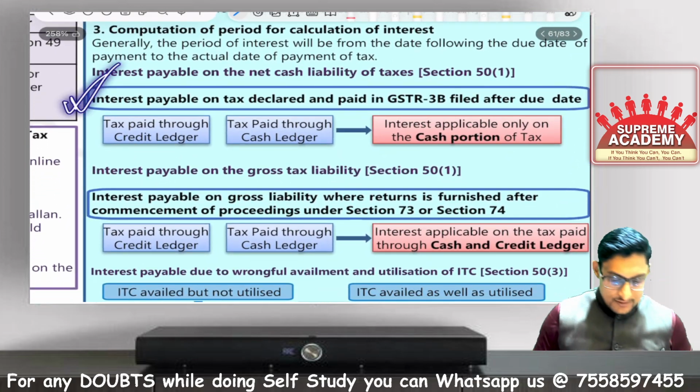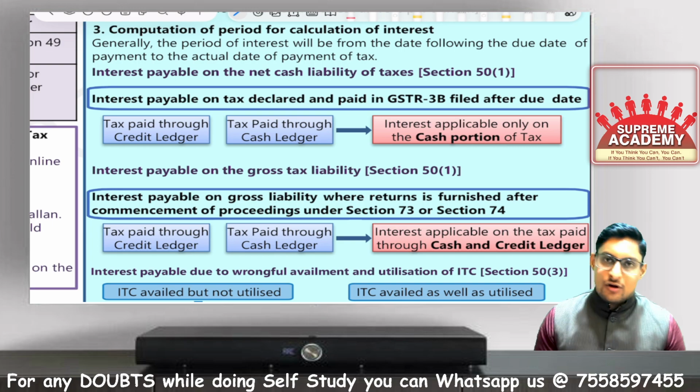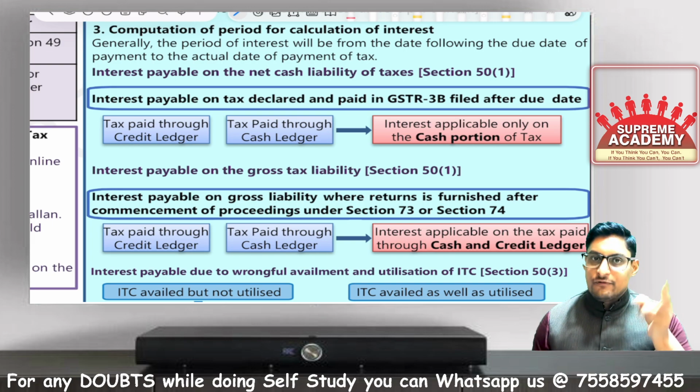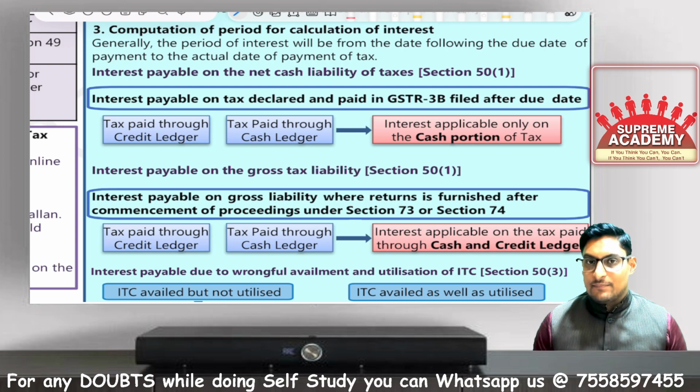Case number 1, you have filed the GSTR 3B late. GSTR 3B filed means in GSTR 3B your tax amount will be paid to the government. So you have filed that return late. So what will be the calculation? Sir, we know the amount. We know the rate of interest. What we have to calculate? We have to calculate the time period.